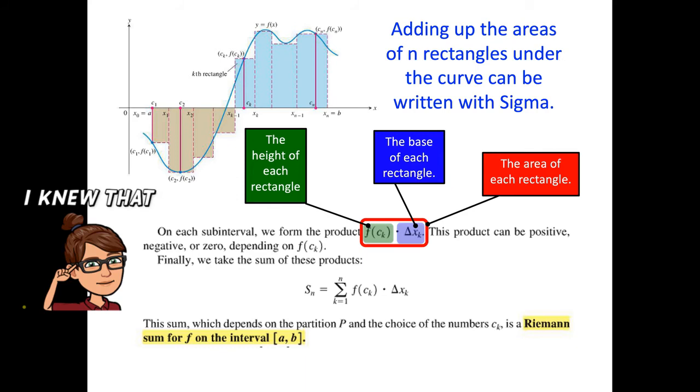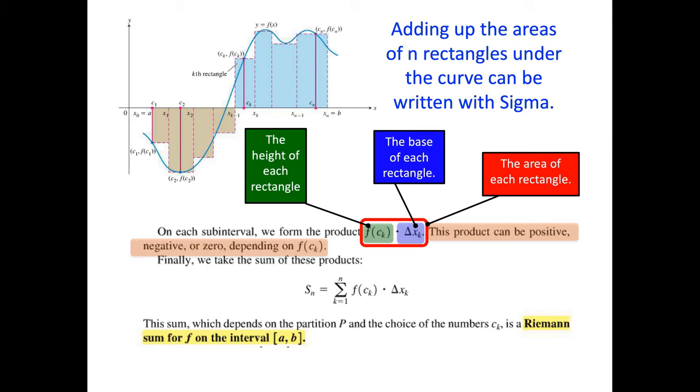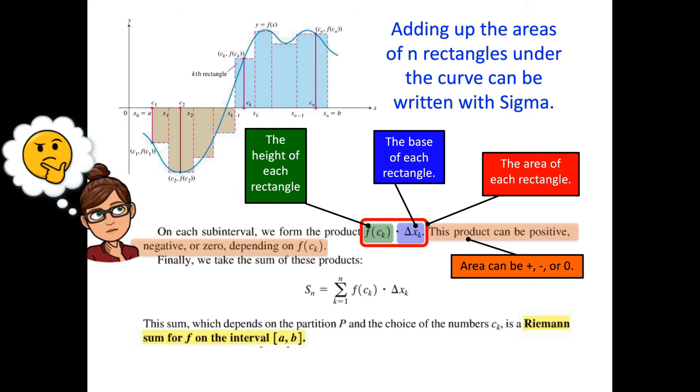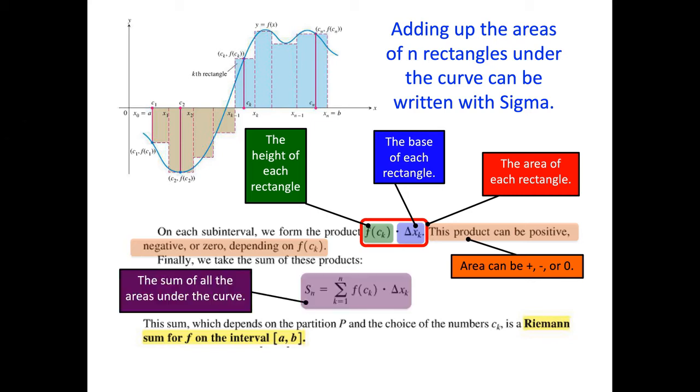But remember, we're going to add up a lot of rectangles, so we're going to do the sum of that. It's important to note that these areas could be positive, negative, or zero. It just depends on the function evaluated at each input. So now we need to add all these up. The sum, that's the S sub n, of all the areas can be written using sigma.